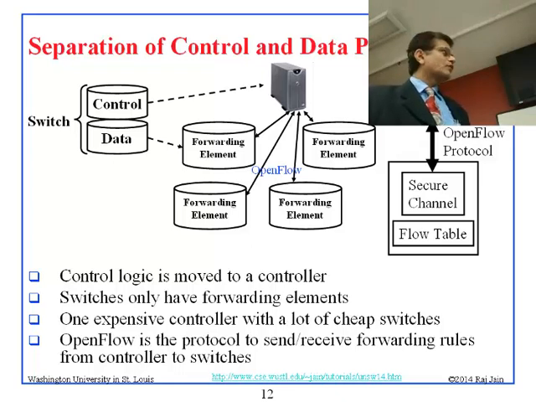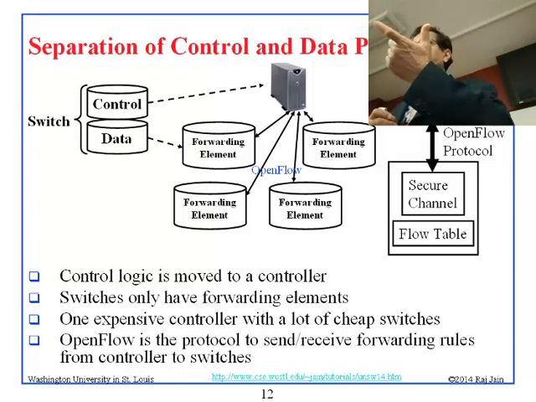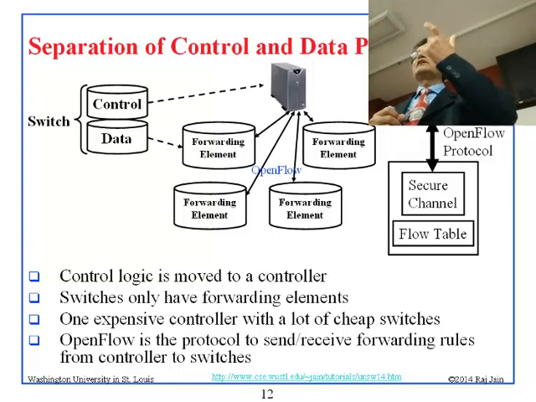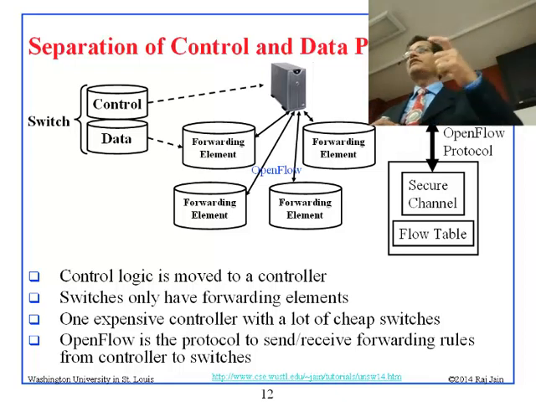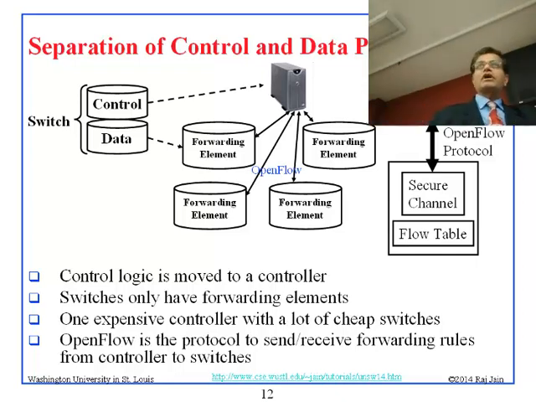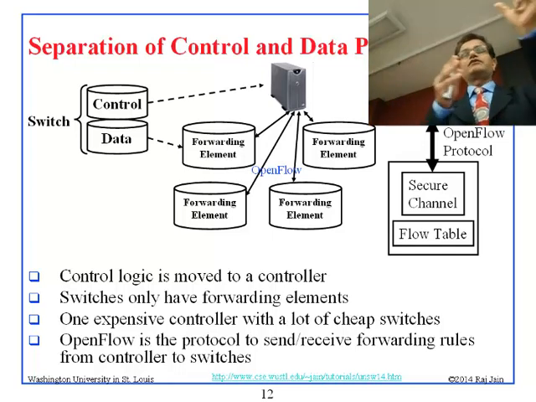Okay? So if you want to ask something from the controller, okay, I have this packet, what do I do with it? So you send an OpenFlow message. Similarly, if the controller wants to tell you that whenever you see this header, please throw it away, the controller sends an OpenFlow message. So OpenFlow is a protocol which is spoken between the controller and the forwarding element. Now, the forwarding element is this simple thing which just has the table which says, if you see this, do this.